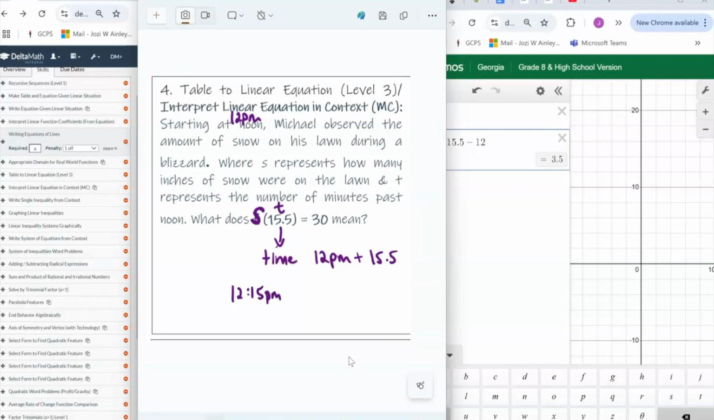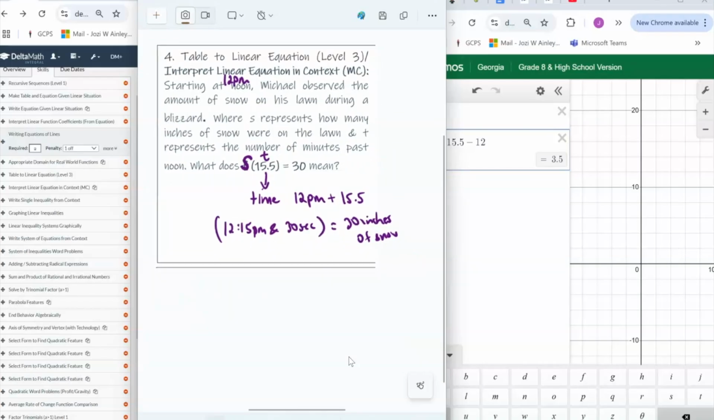12:15 p.m. and 0.5 is what? 30 seconds, right? At 12:15 p.m. and 30 seconds, there will be 30 inches of snow. Okay, so at 12:15 p.m. and 30 seconds at Michael's place, there'll be 30 inches of snow.